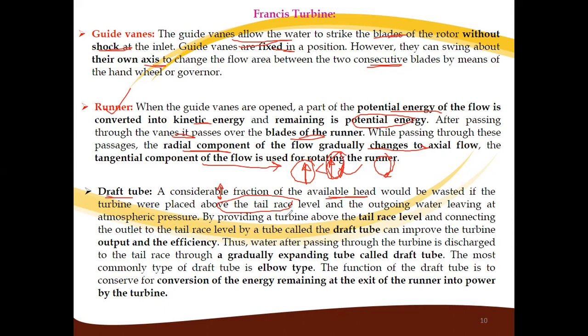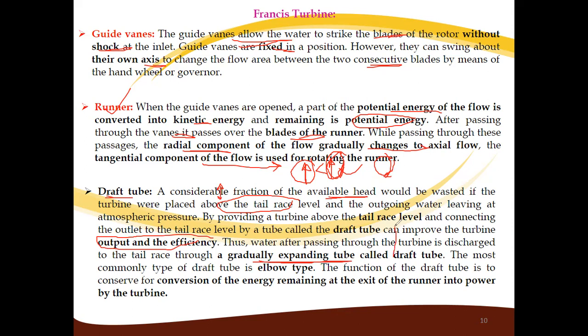So by providing the turbine above the tail race level and connecting the outlet to the tail race level by a tube, it is called a draft tube. And this draft tube can improve the output as well as the efficiency of the turbine. Thus, water after passing through the turbine is discharged to the tail race through a gradually expanding tube. That tube is called a draft tube.